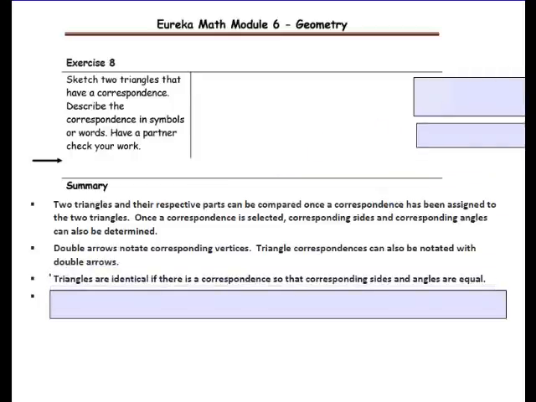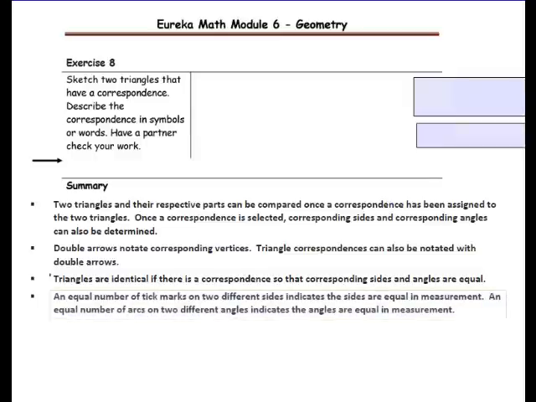Triangles are identical if there is a correspondence so that corresponding sides and corresponding angles are equal. An equal number of tick marks on two different sides indicate the sides are equal in measurement. An equal number of arcs in two different angles indicate the angles are equal in measurement.